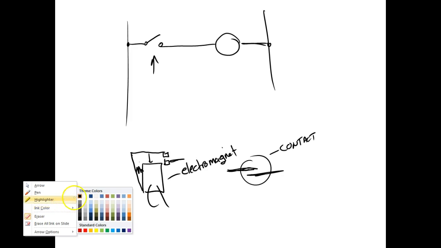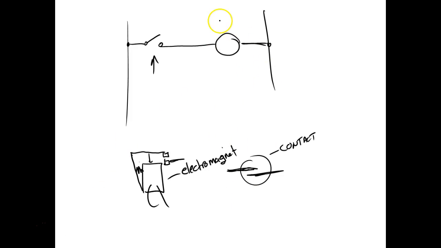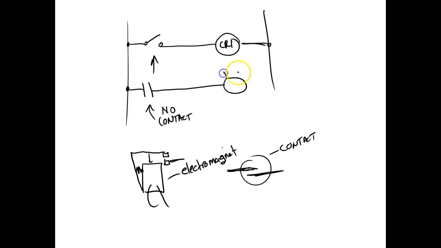Well, what we would do is we would come up here and give the relay a name, like CR1. And then I would come down here in the next line and do that. So this is a contact. It's what we call a normally open contact. And I might come over here and put a light bulb.